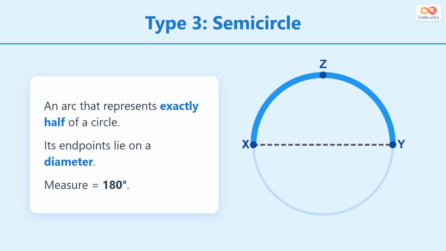The third type is a semicircle. This is an arc that represents exactly half of the circle. Its endpoints lie on opposite ends of a diameter. A semicircle measures exactly 180 degrees.